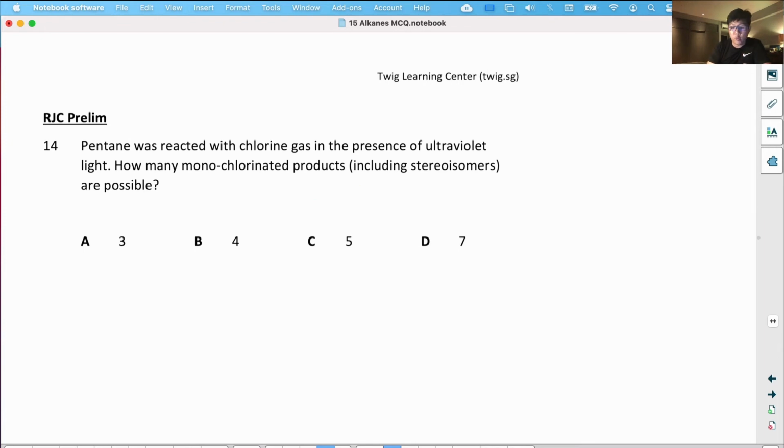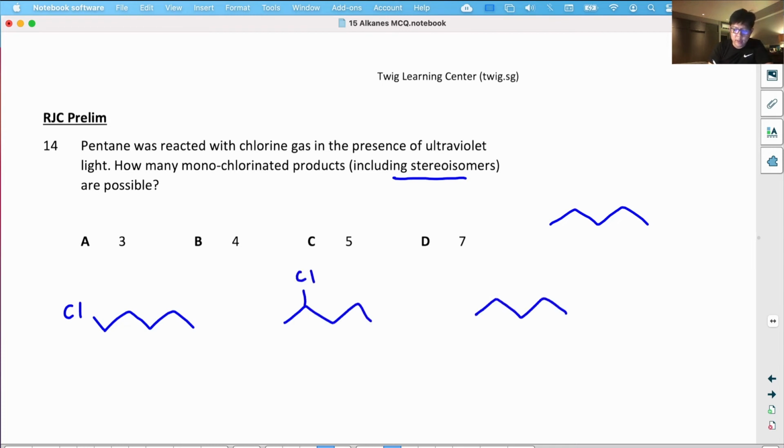Right, okay, let's look at question 14. Pentane was reacted with chlorine in the presence of UV light. Okay, how many monochlorinated products, including stereoisomers, are possible? So this is pentane. 1, 2, 3, 4, 5. Yeah. So how many monochlorinated? So I'm going to just draw the first one. So the first one, you can put the Cl over here, or you can put the Cl on the second carbon, or you can put the Cl on the third carbon, and that's it.